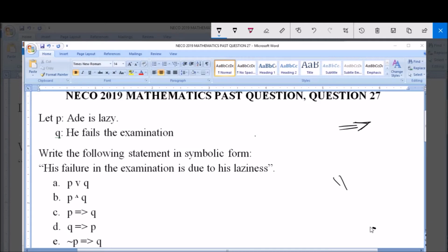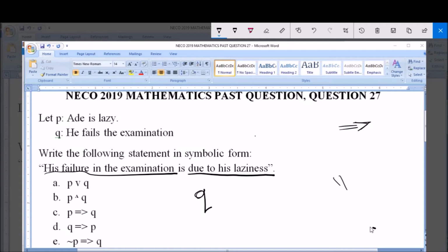Now he fails the examination. This is the first part of this statement. The second part is due to his laziness. This is the reason why he failed the examination. His failure in the examination is statement Q. He fails the examination, so we can simply write statement Q. Now why did he fail this examination? He failed because of his laziness, and that is statement P.